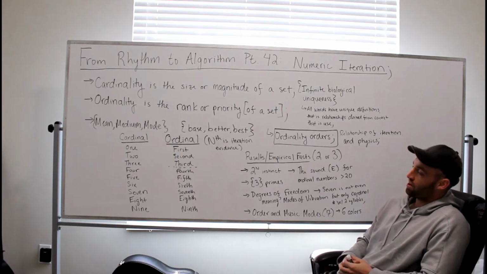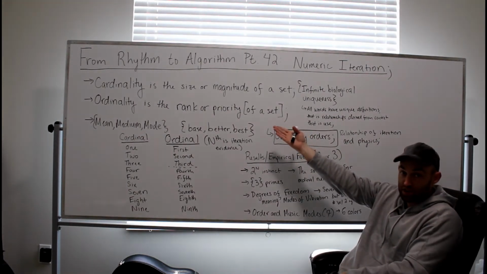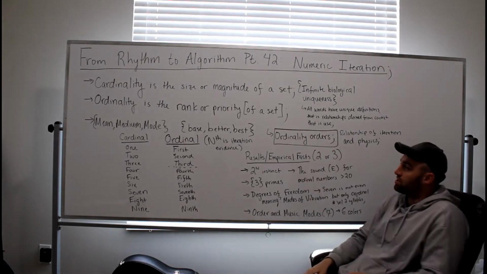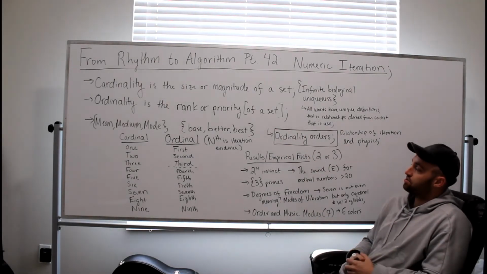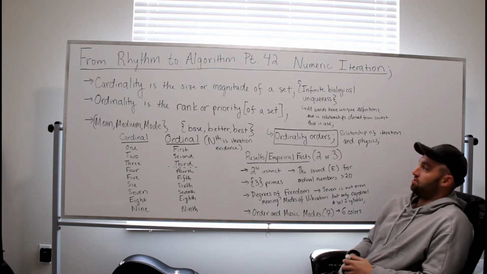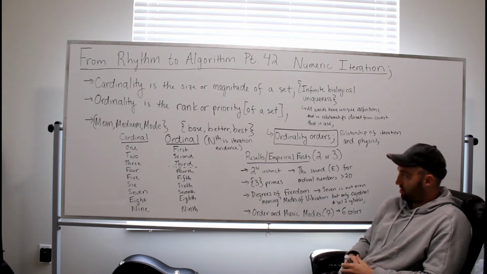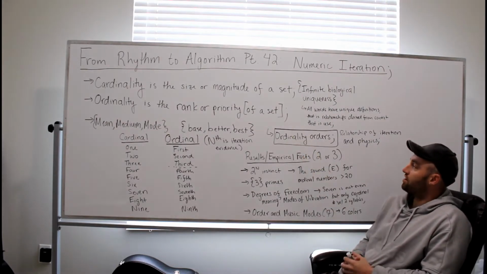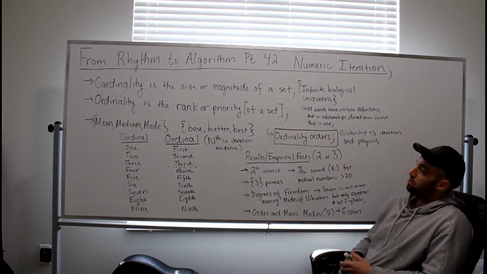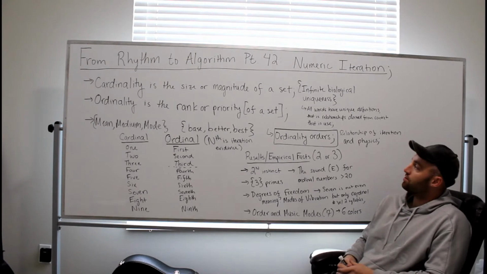Cardinality versus ordinality. Again, picking up from the once, twice, thrice episode, just revisiting some of that with our new analysis tools. Cardinality is the size or magnitude of a set. Ordinality is the rank or priority, of a set, in brackets, specifically because that reads completely logically to me. Ordinality is the priority, or ordinality is the rank, right?